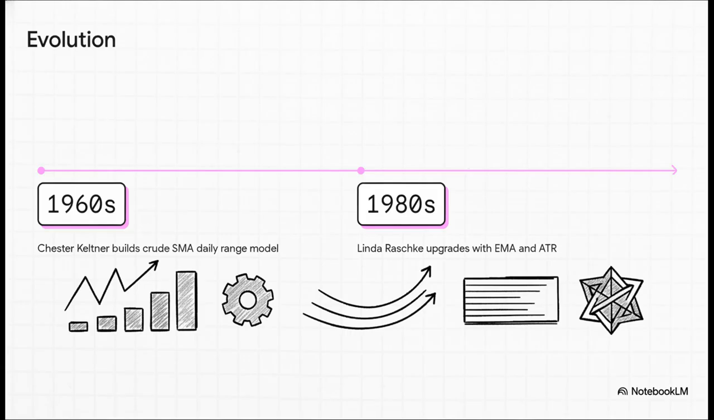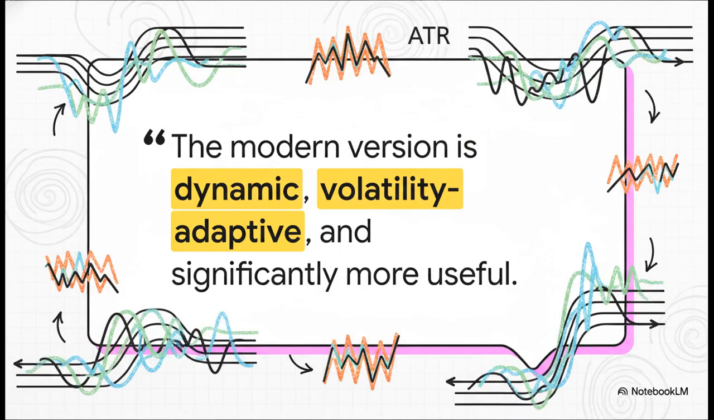But then, in the 1980s, legendary market wizard Linda Raschke came along and absolutely brilliantly upgraded it. She took Keltner's core idea and integrated exponential moving averages alongside the average true range, or ATR. This was a literal game changer. It turned a static, kind of clunky indicator into this incredibly dynamic, modern tool that actually adapts to the market's volatility on every single candle.